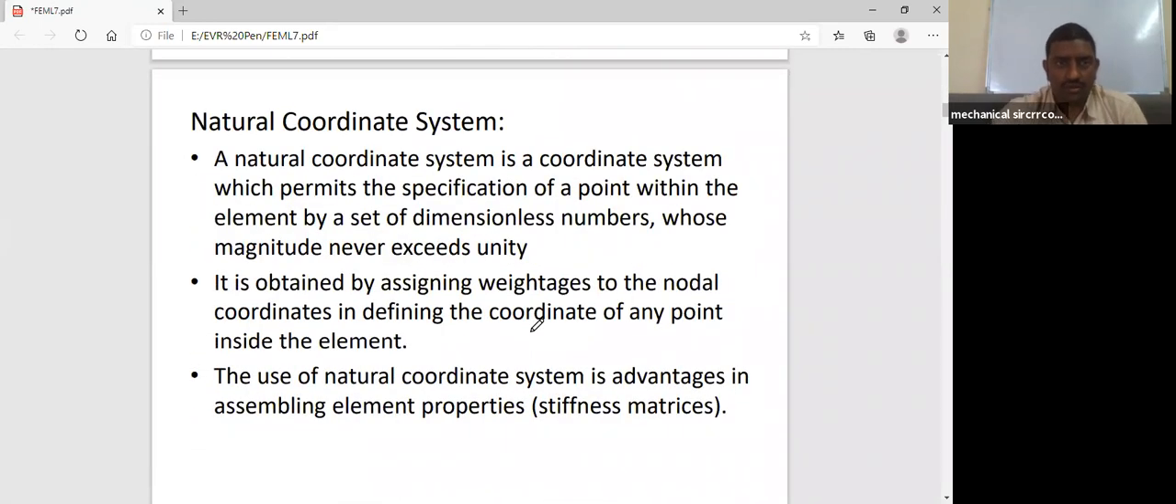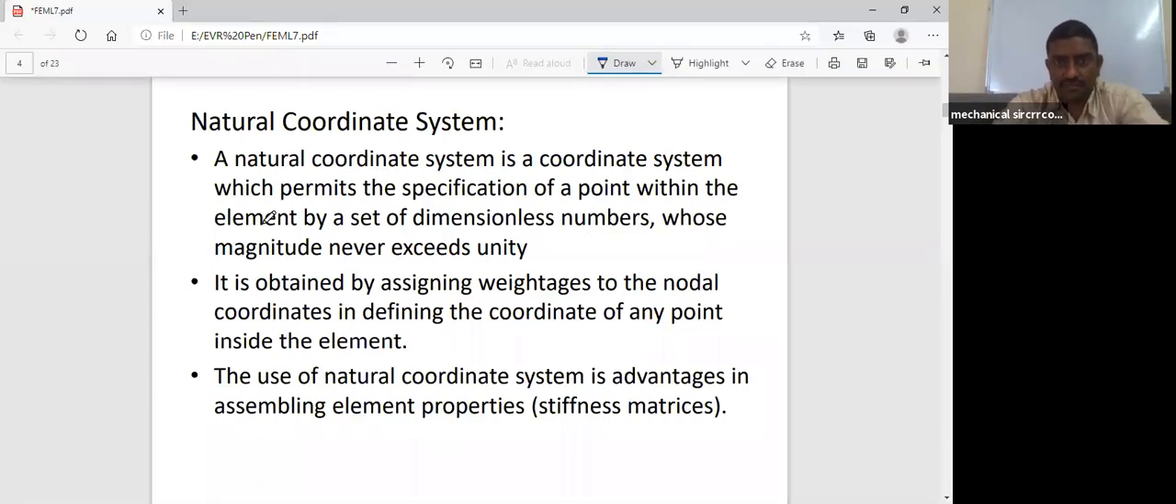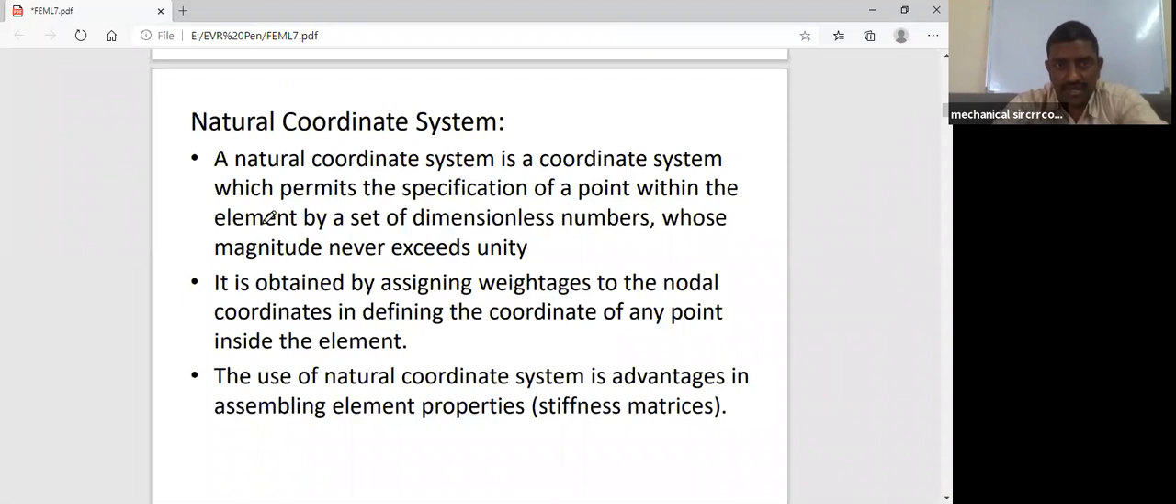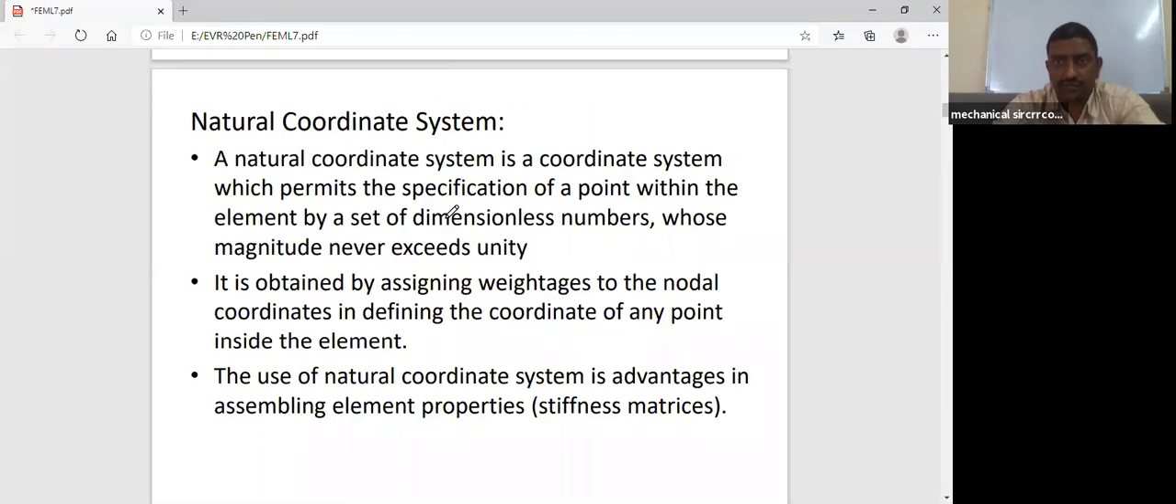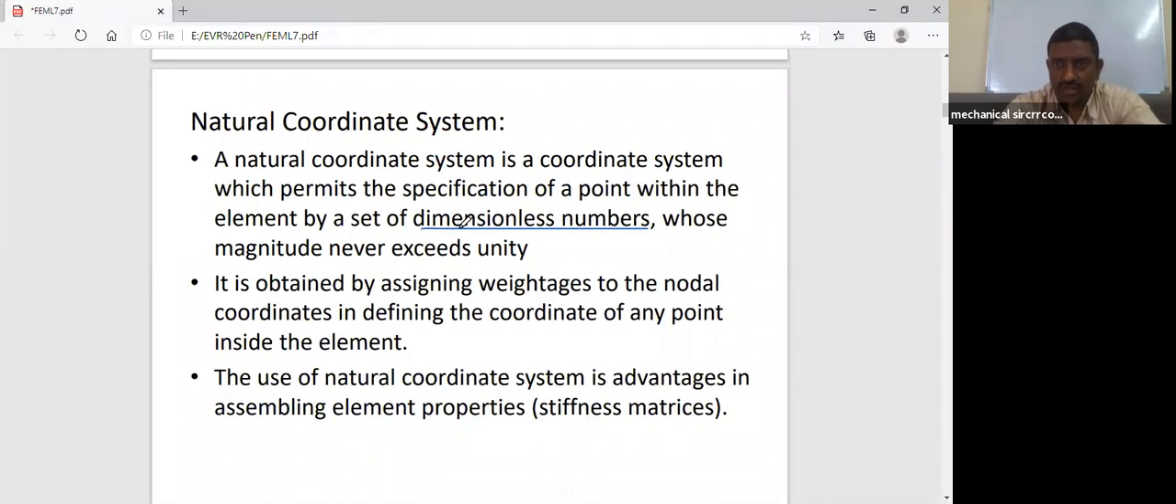So what are natural coordinates? A natural coordinate system is a coordinate system which permits the specification of a point within the element by a set of dimensionless numbers whose magnitude never exceeds unity. Natural coordinates are always in the range of -1 to 1 or 0 to 1. Natural coordinates are dimensionless numbers.